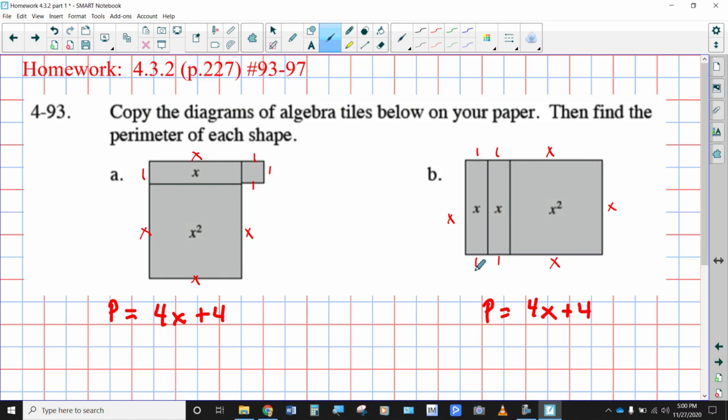Now, do these two have the same exact area? They don't. The area of this one was x squared plus x plus 1, whereas the area for this one was x squared plus 2x. Not the same thing. So you can have two different shapes with different areas that have the same perimeter. What'll be interesting is if you've got two different shapes with the same area, if they'll always have the same perimeter as well. Something to explore.